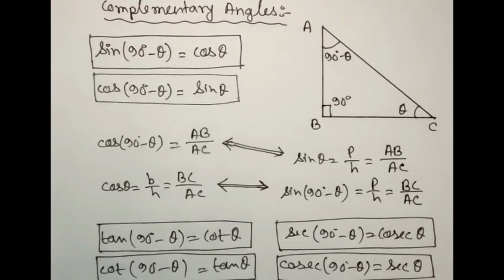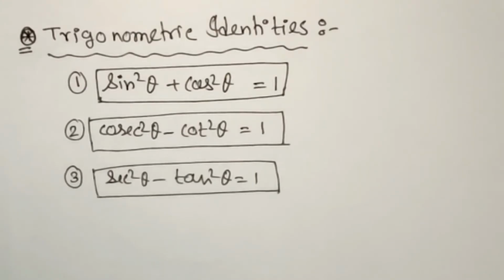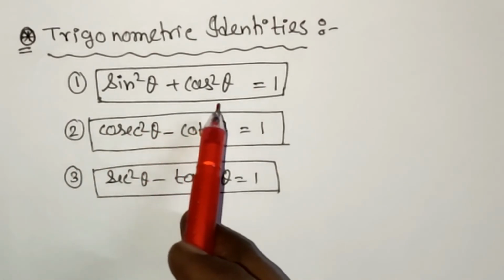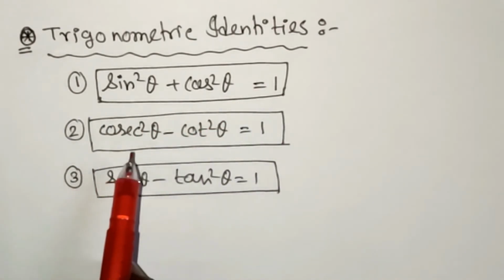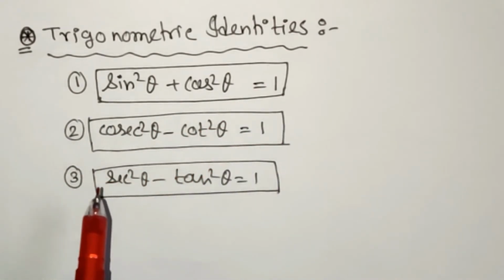Therefore, the relations are sin 90 degree minus theta equals cos theta, cos 90 degree minus theta equals sin theta, tan 90 degree minus theta equals cot theta, cot 90 degree minus theta equals tan theta, sec 90 degree minus theta equals cosec theta, cosec 90 degree minus theta equals sec theta. Moving on to the last section of this video, which is trigonometric identities. Sin square theta plus cos square theta equals 1, cosec square theta minus cot square theta equals 1, sec square theta minus tan square theta equals 1.